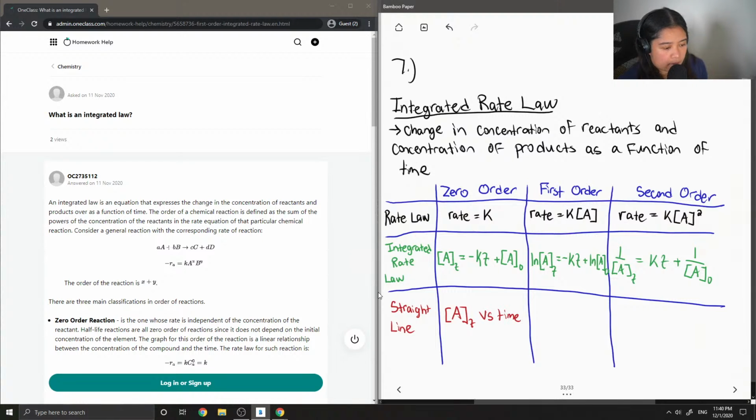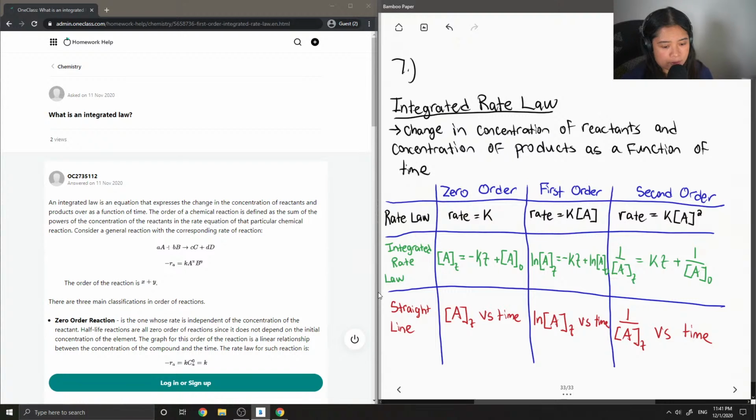if this plot were to give a straight line, then we know that we have a zero order reaction. On the other hand, if we have the ln of the concentration versus time, if this gave a straight line, then we know we have a first order reaction. And lastly, if we plot the reciprocal versus time, then we know we have a second order reaction if the plot is linear.